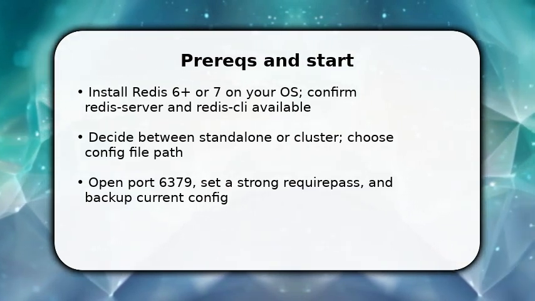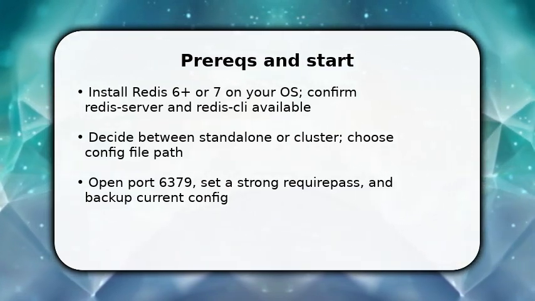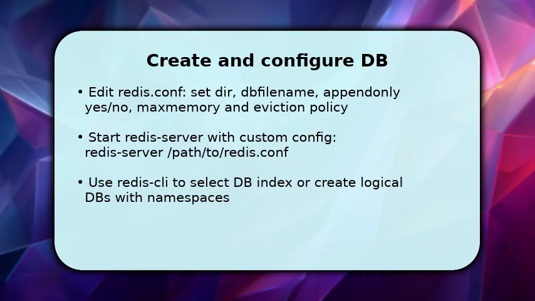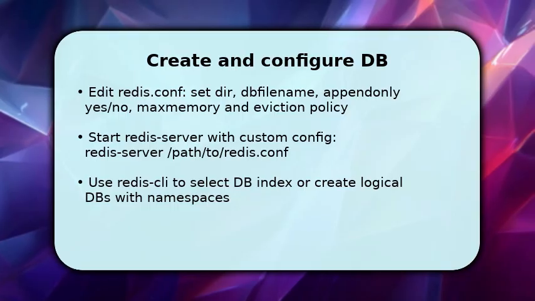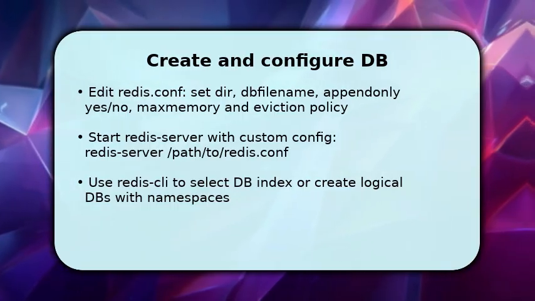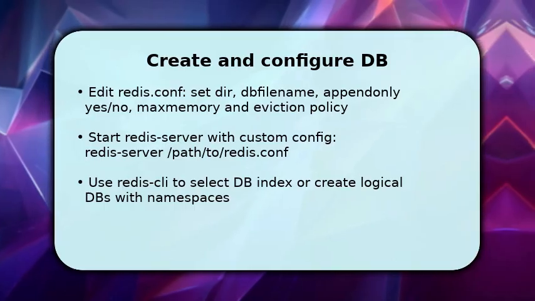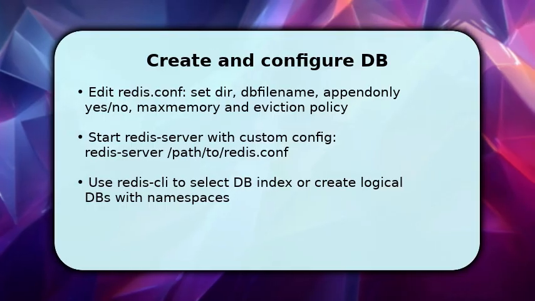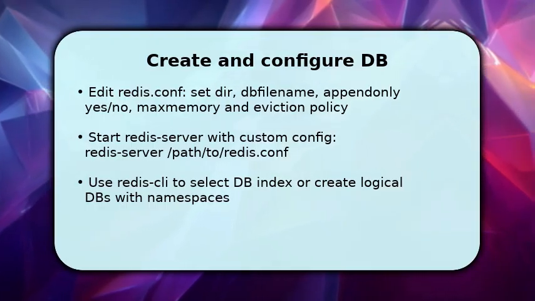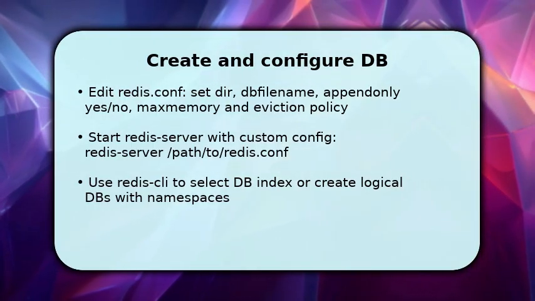Now you configure and create the database. Open redis.conf and set dir, dbfilename, appendonly yes or no, maxmemory, and an eviction policy so Redis behaves under load. These control persistence and memory usage. Start the server with redis-server /path/to/redis.conf because launching with your file enforces those settings.